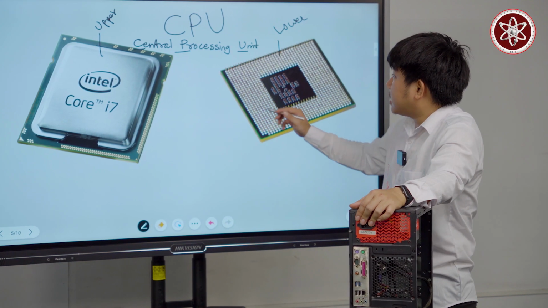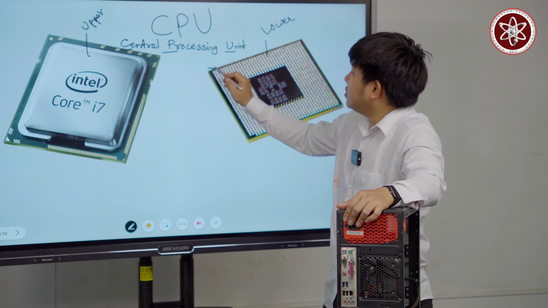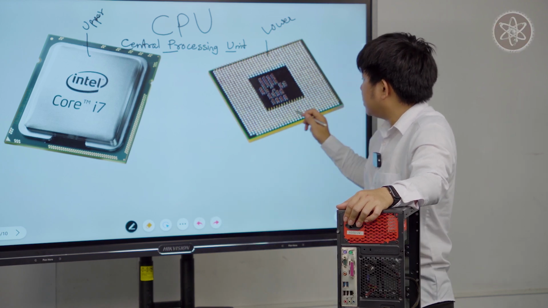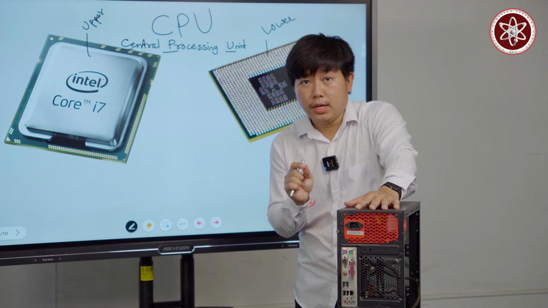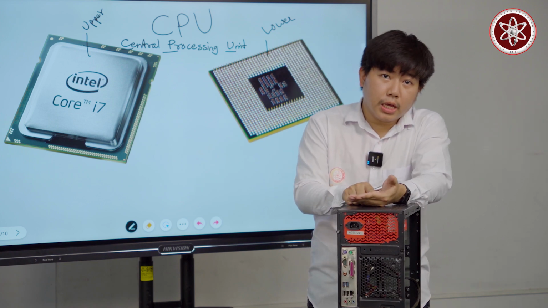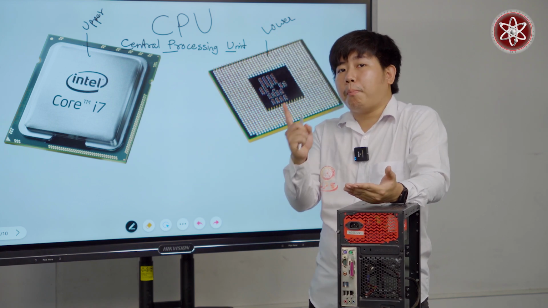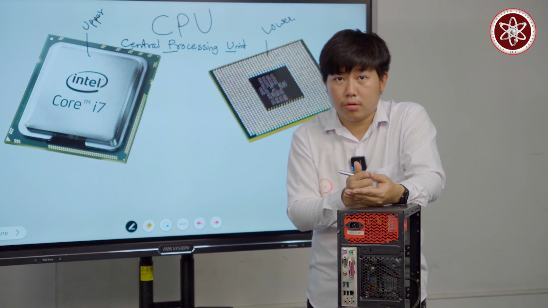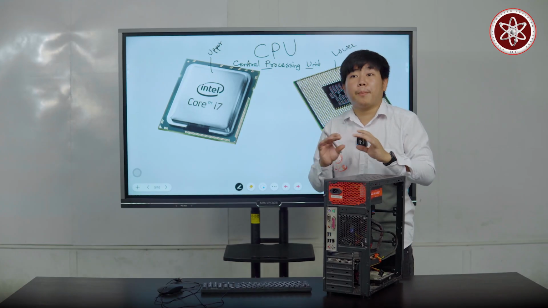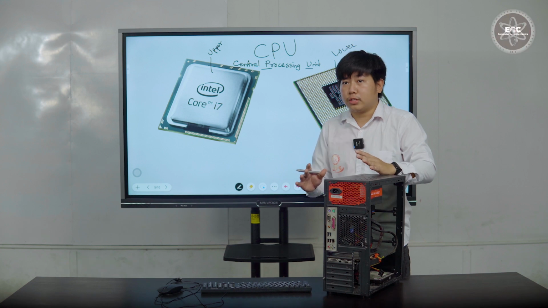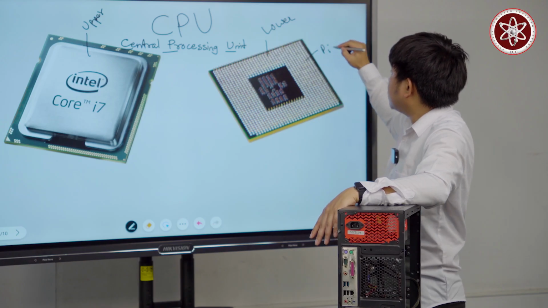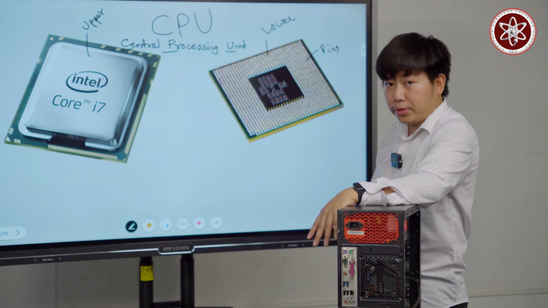And when you look at the underside, there are so many pins here. You can see a lot of pins here. These pins are very delicate. If you touch them with your finger, they might bend, and if they bend, you can't use the CPU anymore. There must not be any faults in the CPU pins. So these are called pins. So this is a CPU.